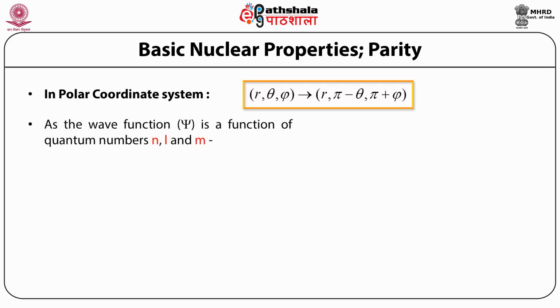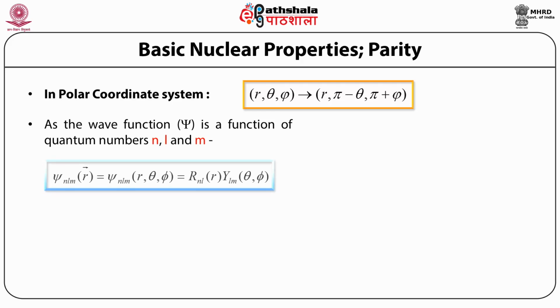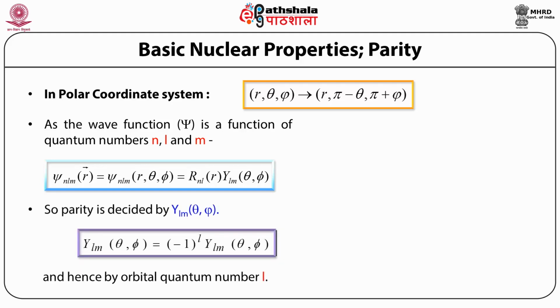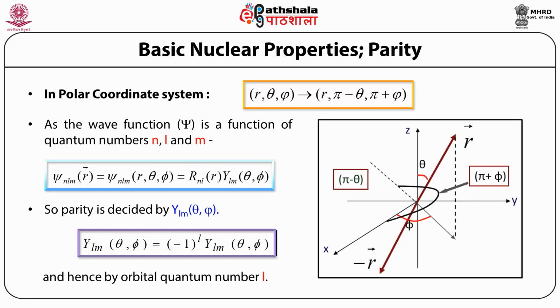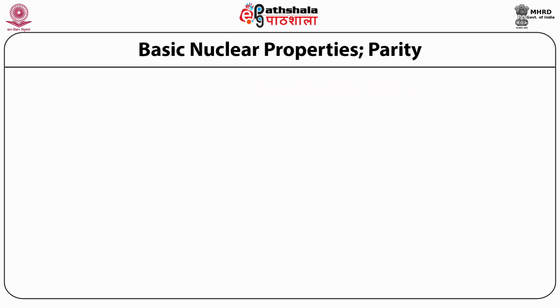As the wave function is a function of quantum numbers n, l and m, psi_nlm(r) is equal to psi_nlm(r, theta, phi) is equal to R_nl(r) Y_lm. It means the total wave function is divided into its components, R_nl(r), the radial wave function, and Y_lm(theta, phi), the spherical part of the wave function. So parity is decided by Y_lm(theta, phi), that is, parity is decided by the orbital quantum number L. In the picture on the right hand side, the change of polar coordinates is shown. Basic nuclear properties, parity.